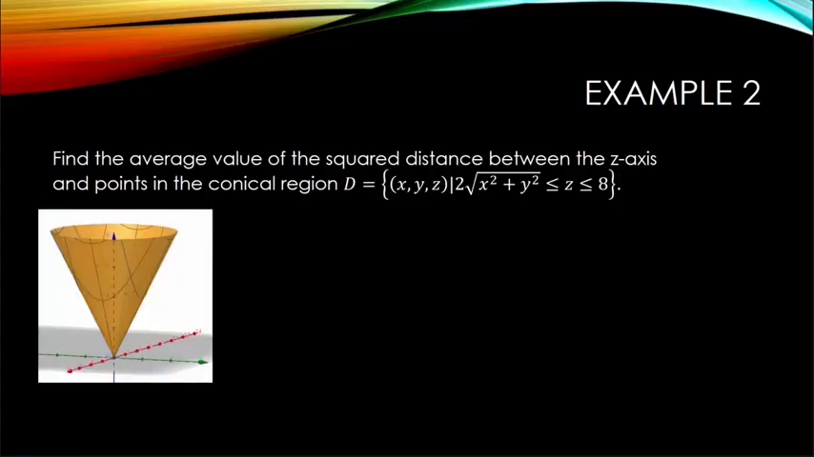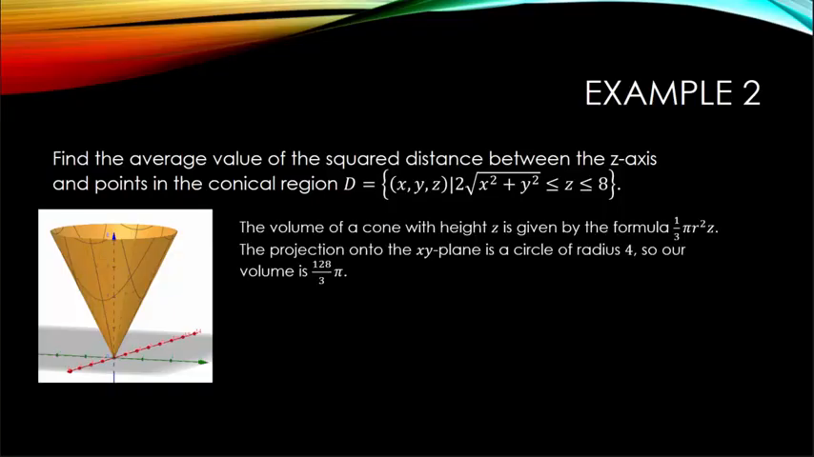I'm going to sketch my conical region here because it helps me visualize what's happening with my integration. This is a volume of a cone that is oriented so that its peak is at the origin and its base is at the height of z is equal to 8. Now, the volume of a cone in the geometry we've studied is given by the formula 1/3 pi r squared times z.